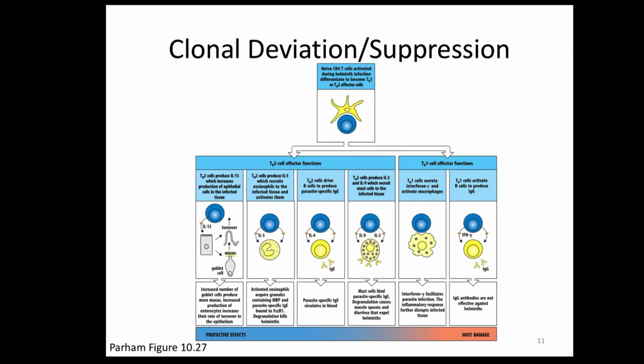But if you inject ovalbumin into a baby who hasn't seen that in the bloodstream, then they will make a very highly inflammatory response. Technically, we don't usually do this in babies. We do this in mice who have never eaten chicken before.